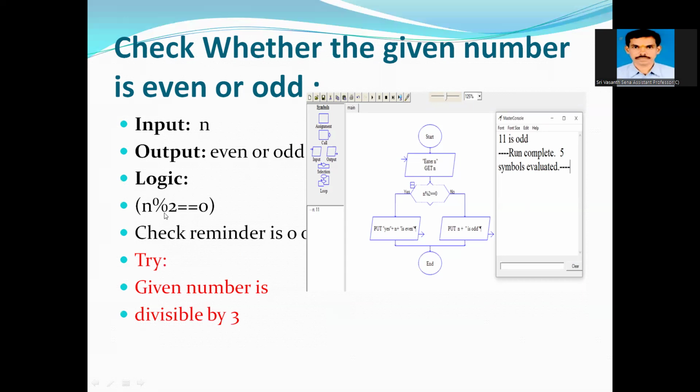In the logic part, once we read this number n, we need to do modulo division, n modulo 2. So we are checking for the remainder. Modulo division gives the remainder. If the remainder is 0, then we say it is an even number. If the remainder is not 0, then we say it is an odd number. This is the simple logic. Based on this remainder, we are deciding whether it is even or odd.